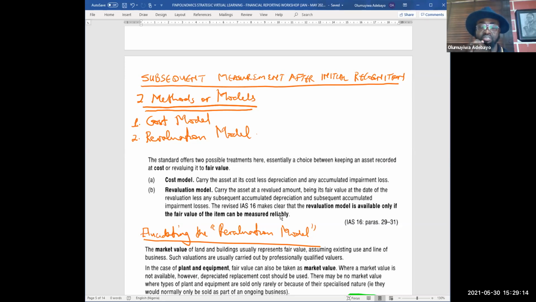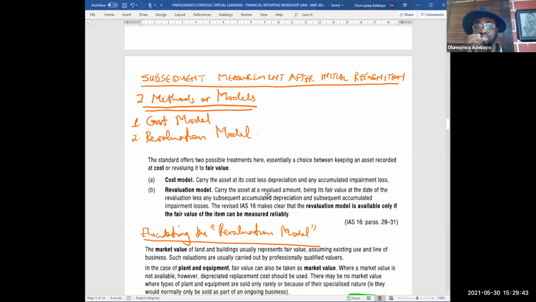And the accounting policy of an entity is influenced by, one, the nature of the asset, and two, the industry and practices regarding the use of such an asset within that industry, and some other pertinent factors, which will be taken into consideration by the board before arriving at what will be more appropriate as a basis on which the asset can be measured subsequently.